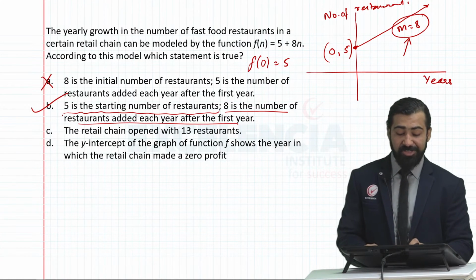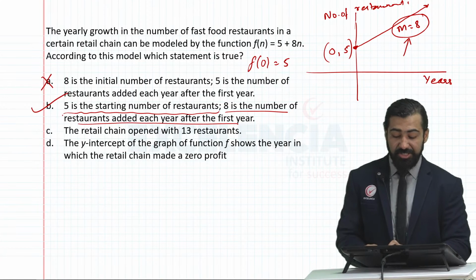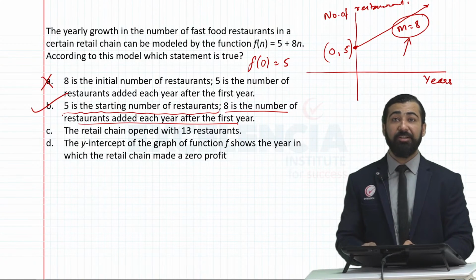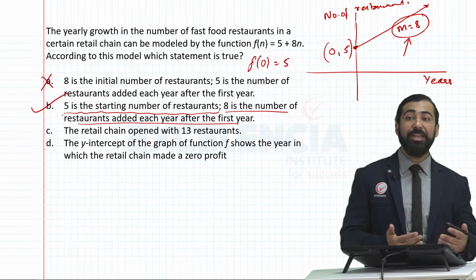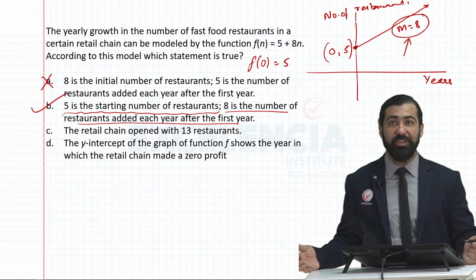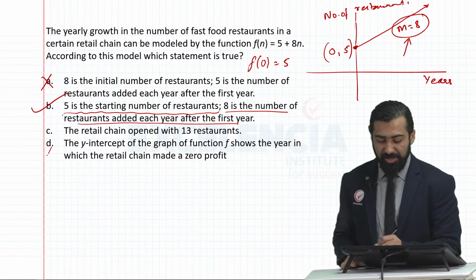Y-intercept of the graph of the function shows the year in which retail chain made 0 profit. The model is not about profit. The model is about how many restaurants are we adding over the years. Okay, so that's why this option is incorrect.